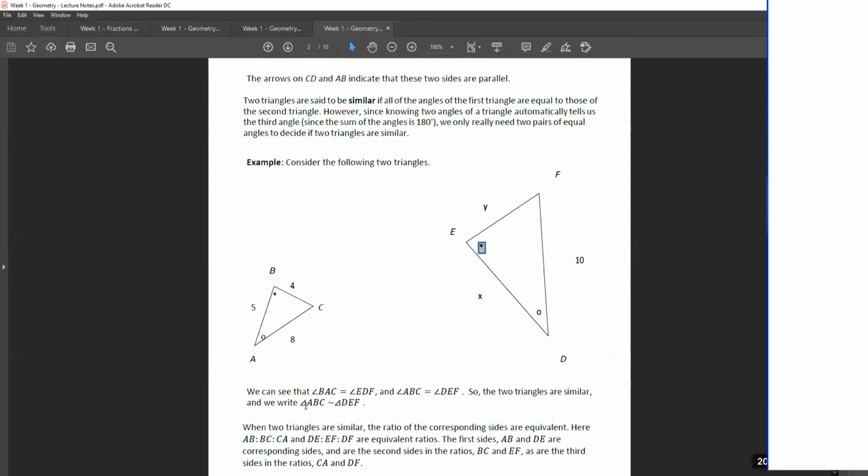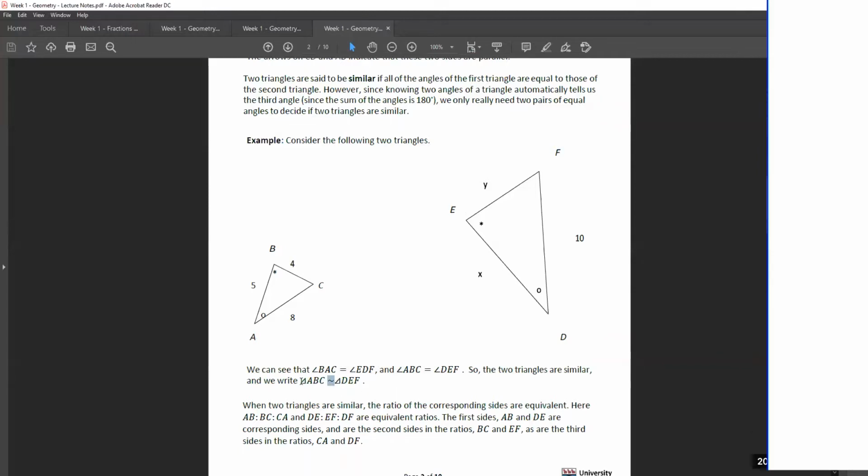The way that we write that is we literally write triangle ABC. We use this little symbol. It's called a tilde symbol. That's less important than recognizing that what it means is congruent to. Okay? So that symbol simply means is congruent to. So triangle ABC is congruent to triangle DEF.